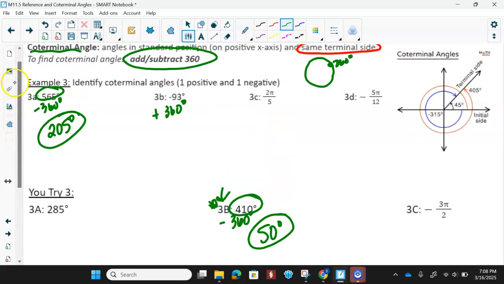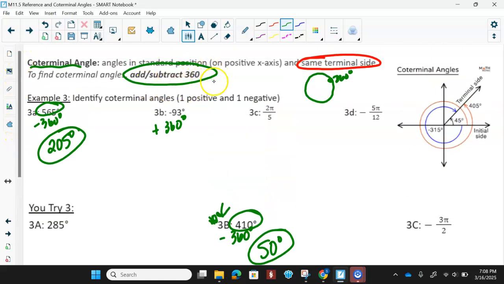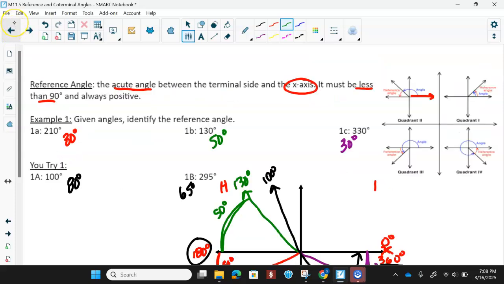So again, just remember, coterminal: add or subtract 360, and they're in the same position. Versus your reference angle, which is the angle's distance, from the terminal side to the x-axis. That is your reference angle.